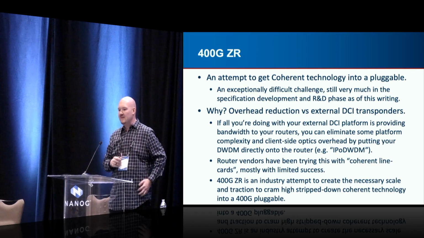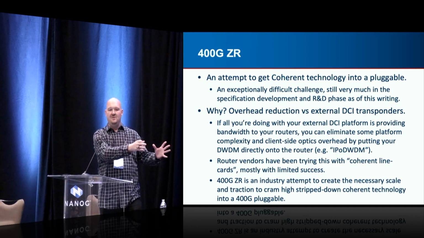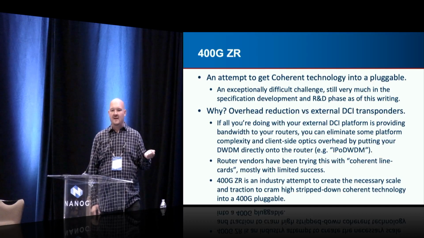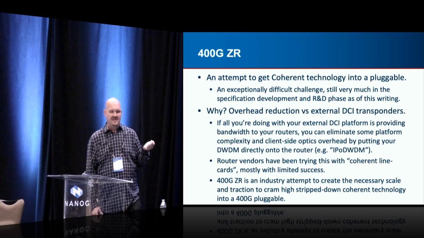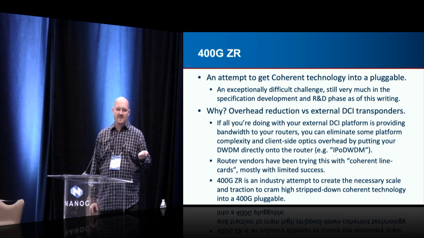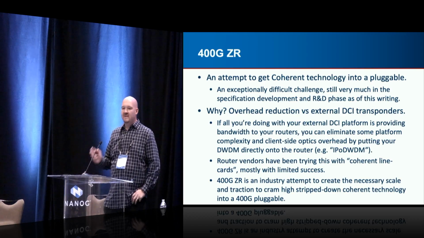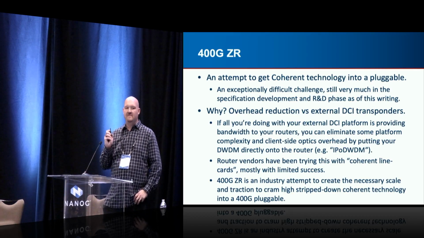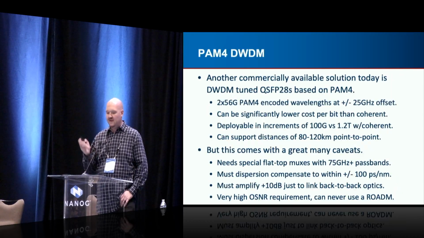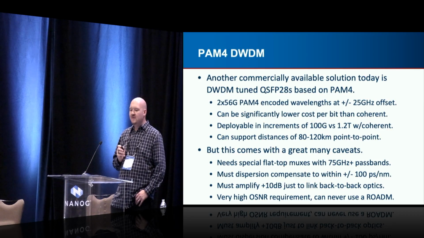So 400 gig ZR is an attempt to actually do this and get it down into a pluggable. It'll be a 400 gig, so think a QSFP-DD, that'll actually be able to do coherent 80 kilometer DWDM in a pluggable. It's very, very complex. It's still a very difficult engineering challenge. We're a long ways away from that being ready. And like I said, there's a PAM4 DWDM also.